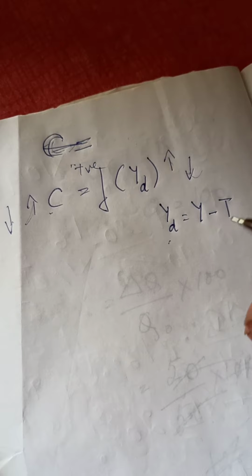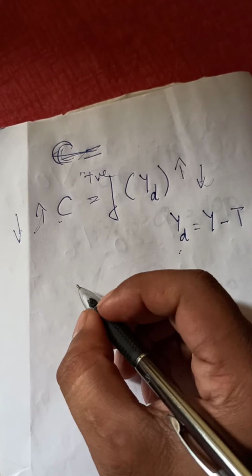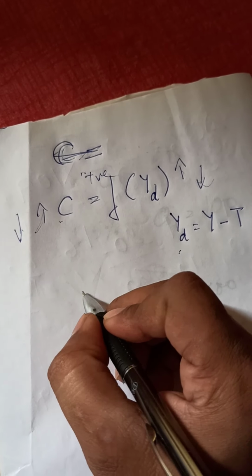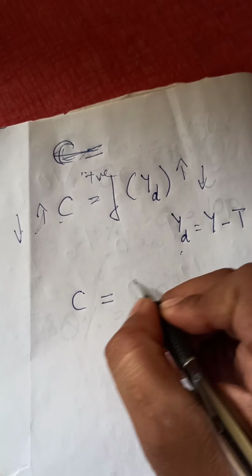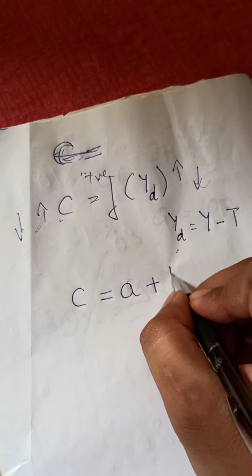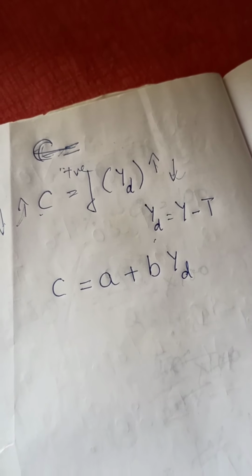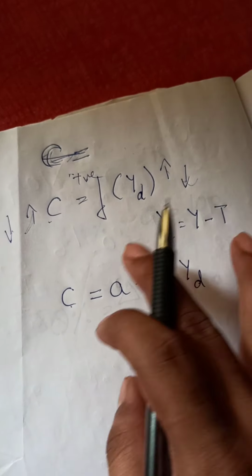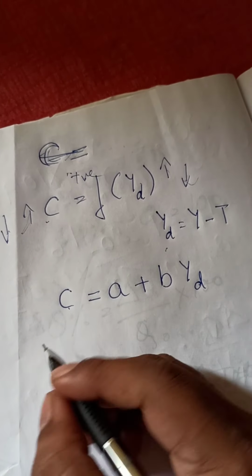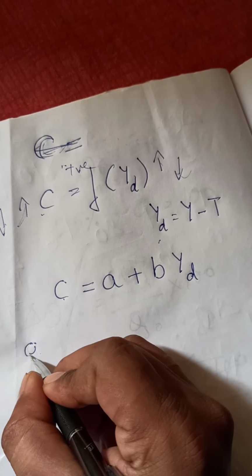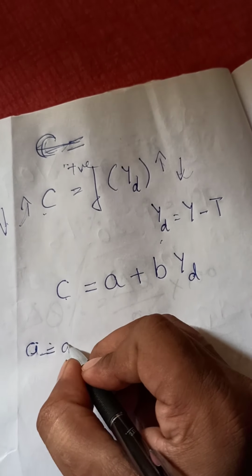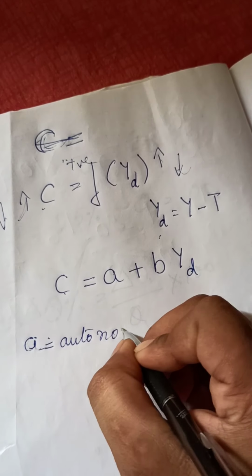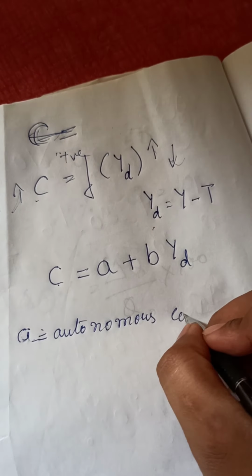Now let us move to the representation of the consumption function in a more mathematical manner. The consumption function C is shown as A plus B YD. This is the actual form of the consumption function. Now what does this show? Your consumption is a sum of two terms. The first term is A, which is known as autonomous consumption.